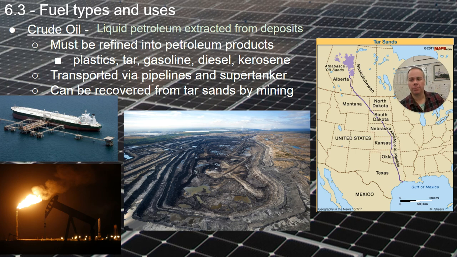And that crude oil can be transported around the world in various ways. There are some pipelines that can transport petroleum. And there's also huge supertanker ships which cross the ocean taking crude oil from one place to another. And this is an example.